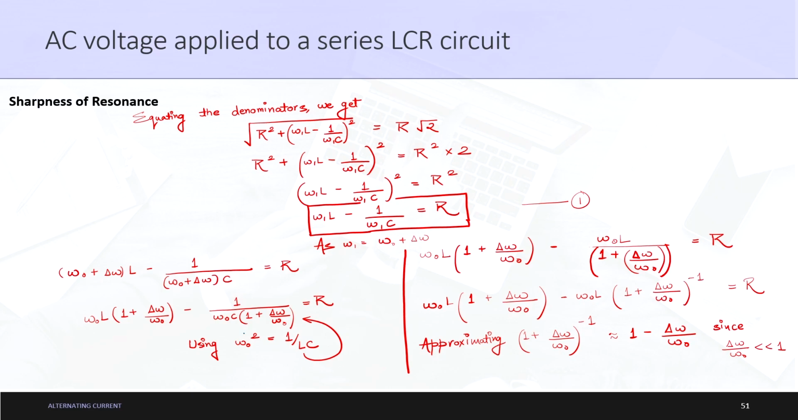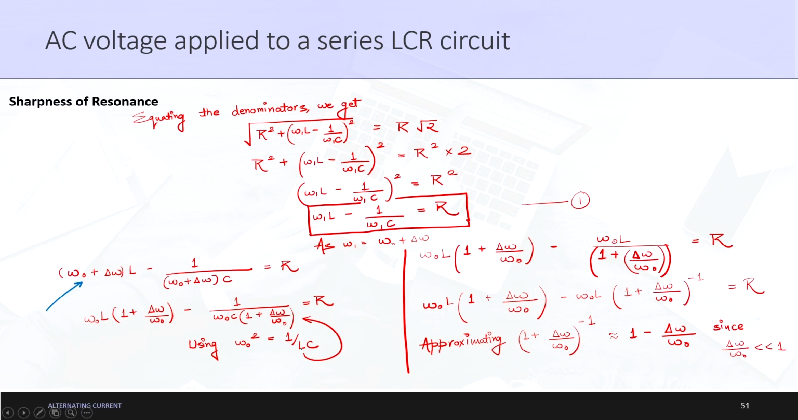Now, as omega 1 is equal to omega naught plus delta omega, what we did? In the place of omega 1, I wrote omega naught plus delta omega. Again simple mathematical calculations, I took omega naught out of the bracket, and therefore, we got a quantity which is 1 plus delta omega by omega naught.